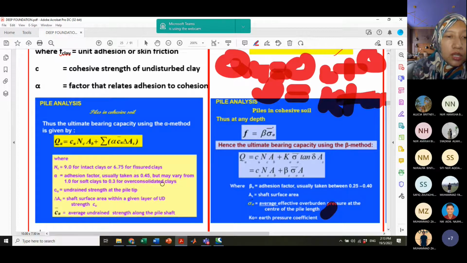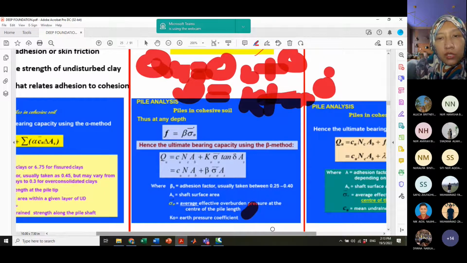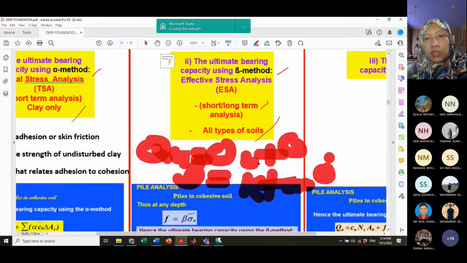Kalau kata you ada soft clay ataupun normal consolidated clay, or you may have over consolidated clays. Okay, delta AS is the shaft surface area within the given layer of CU and average undrained strength along the pile shaft. So yang ni yang kita akan tengok nanti contoh lah macam mana kita nak determine the average CU. Okay, the second method for clay and also applicable for sand, we call it as a beta method.